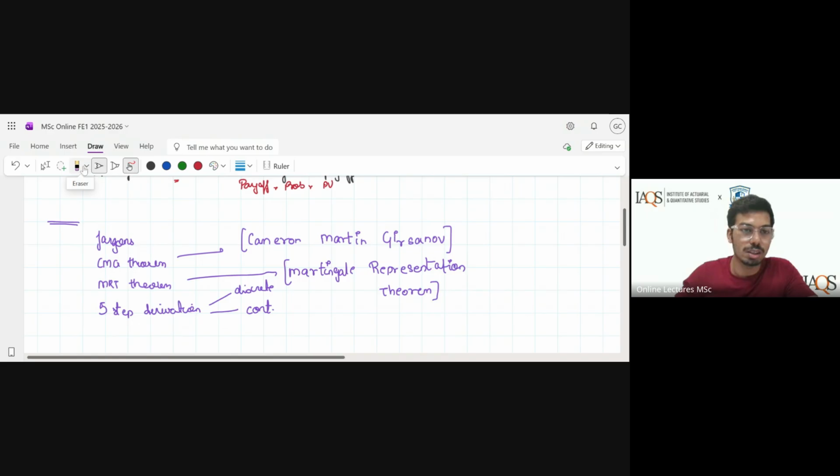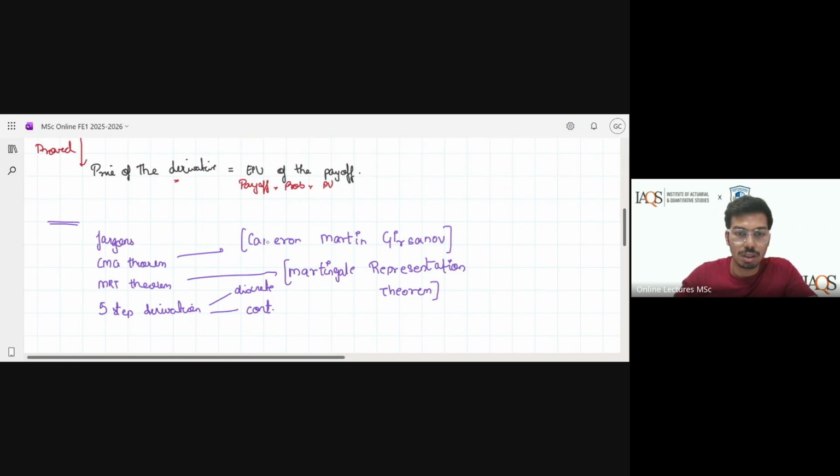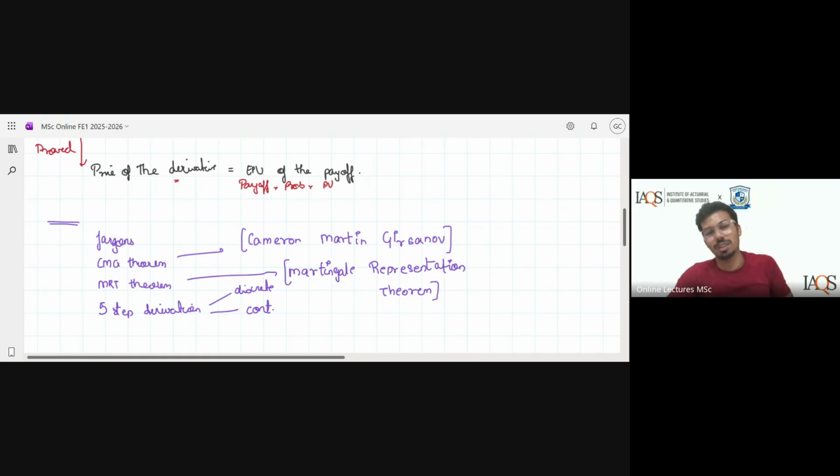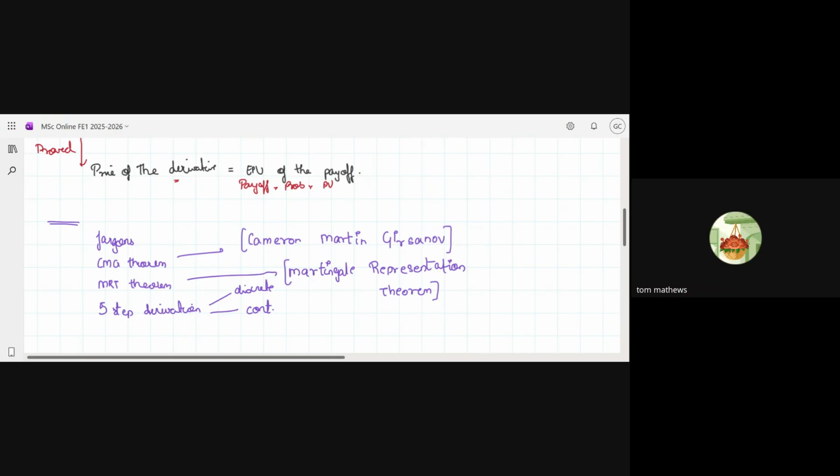CMG, this is it. Should have typed it for this. It's the Cameron Martin Girsanov theorem. Cameron or Cameron? Cameron. I think James Cameron, that same surname. I think these are three separate guys.